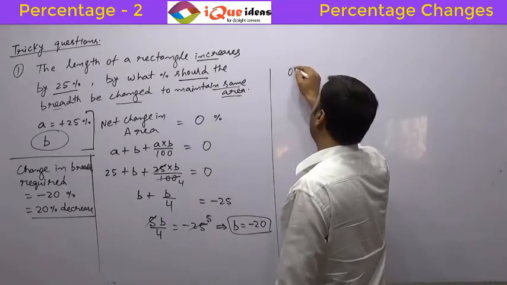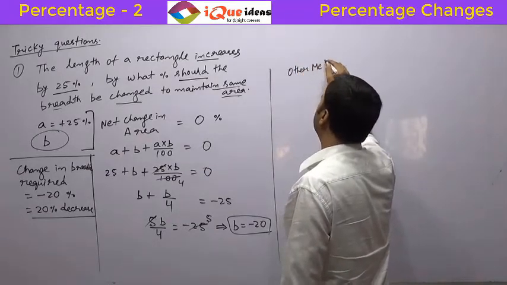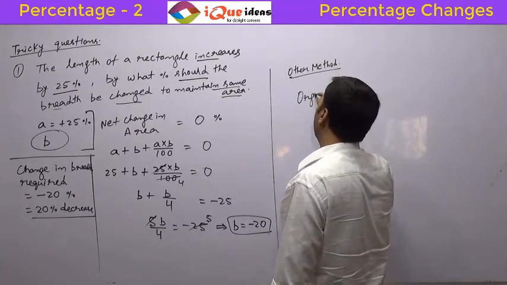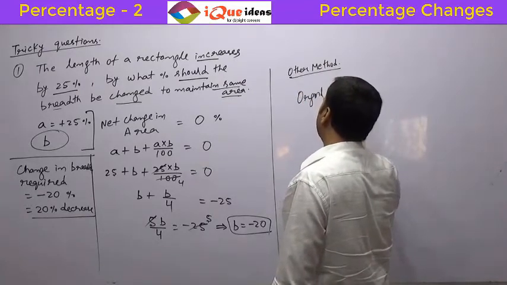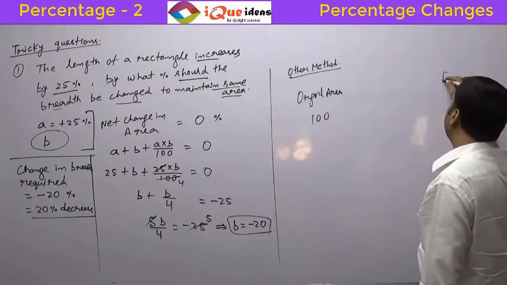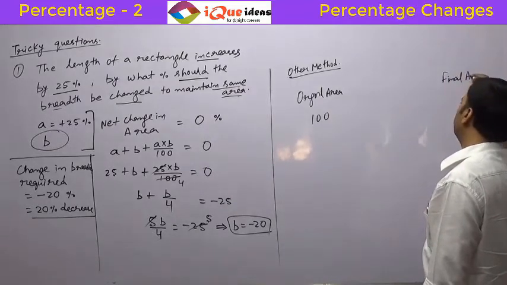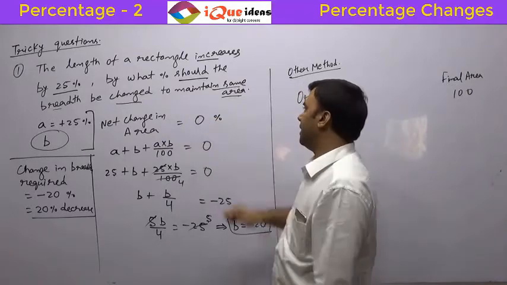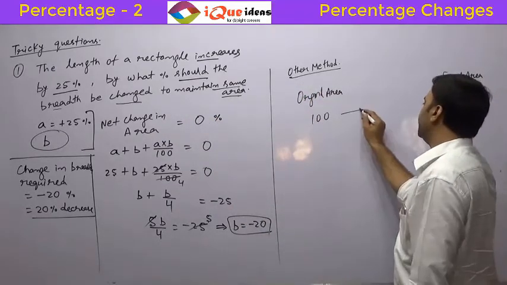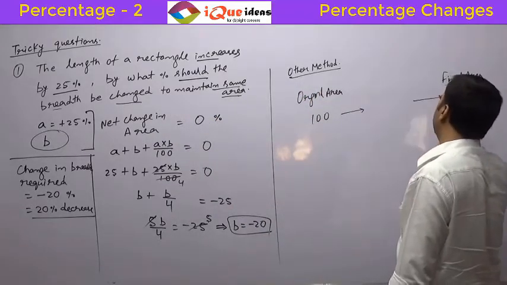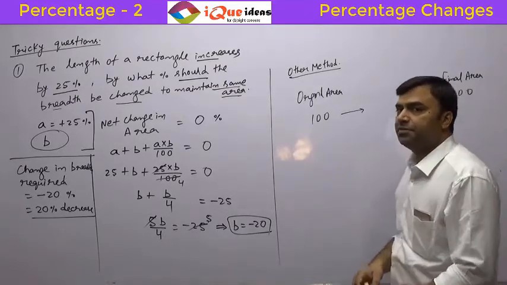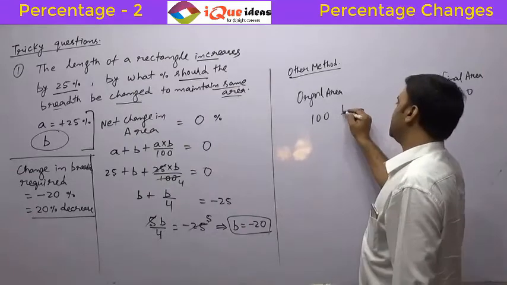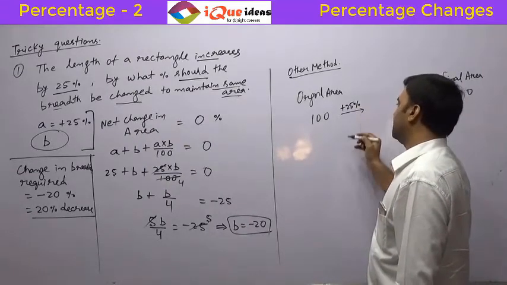What will be the other method? Other method is the conventional method where we assume some original value. If I assume original area to be 100, the final area will also be 100. Why? Because we have to maintain the same area. But in between there will be two changes. One change due to change in length and one change due to change in breadth. The change in length is given 25%. So the area will also change by 25%.